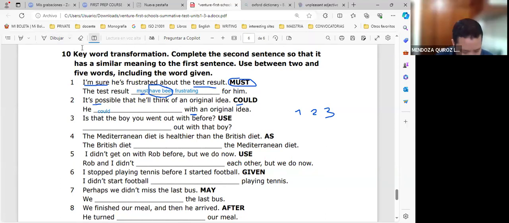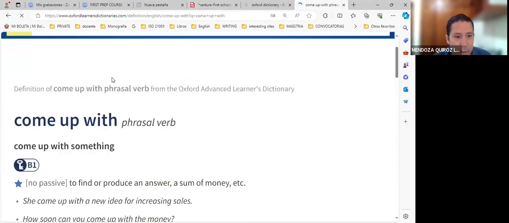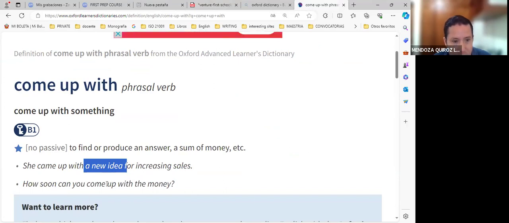The thing is come up with. Come up with something means to find or produce an answer, a sum of money, etc. Look at this, with ideas. She came up with a new idea for increasing sales. How soon can you come up with the money to produce?